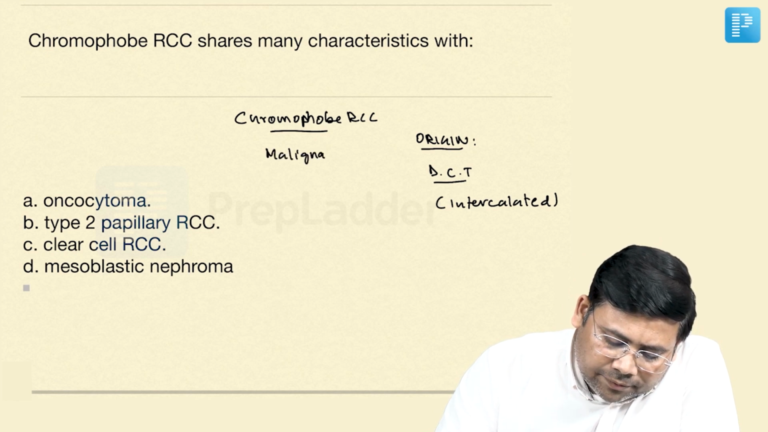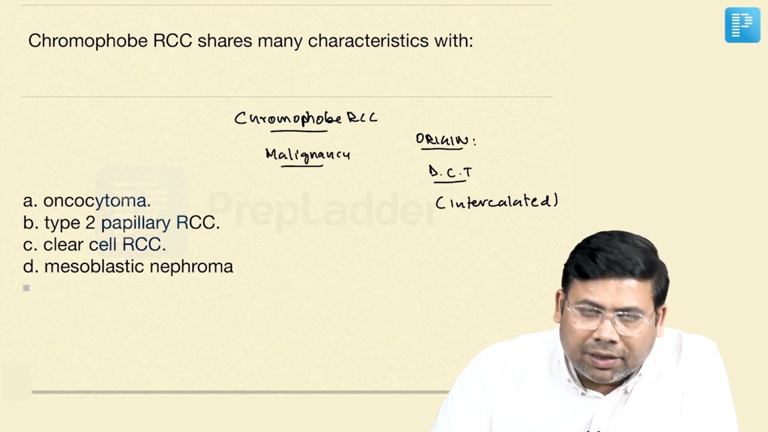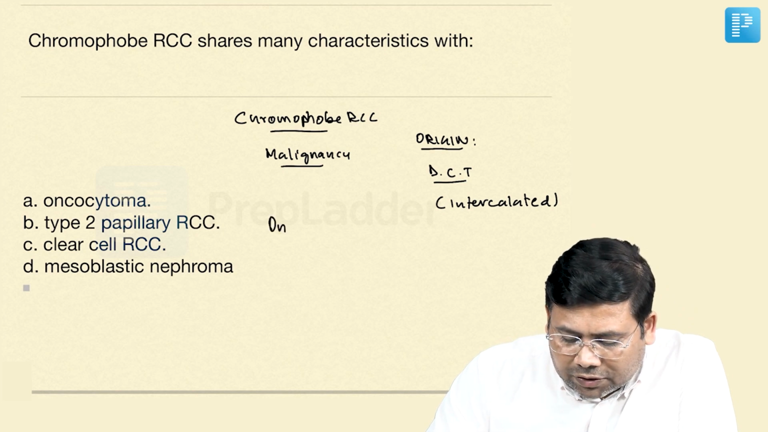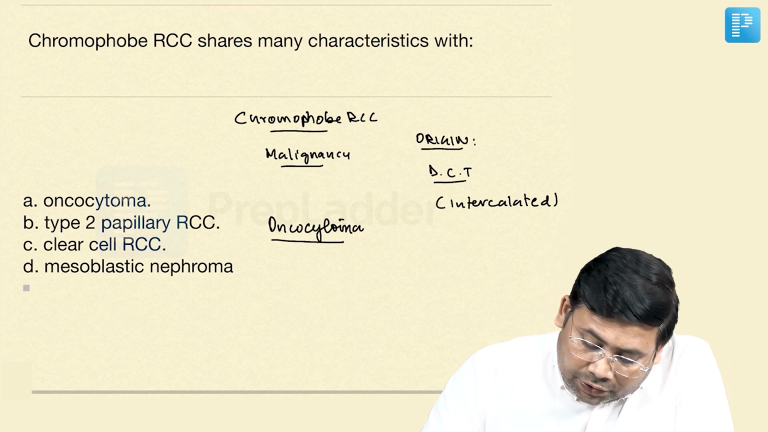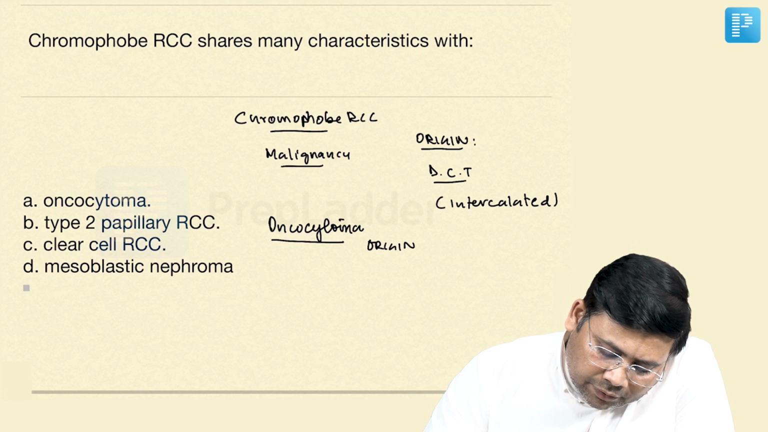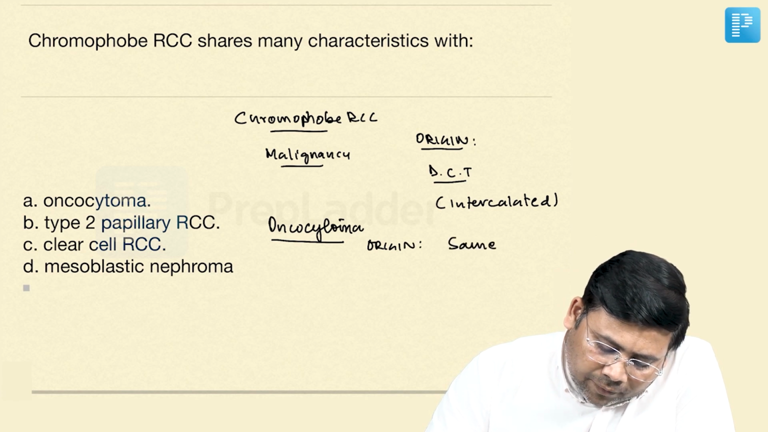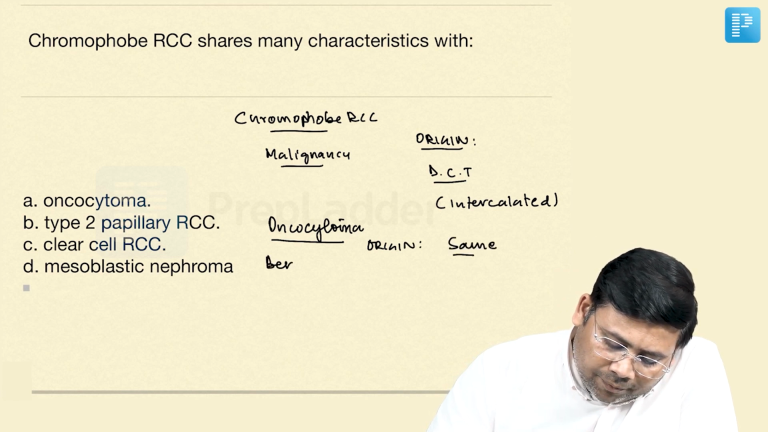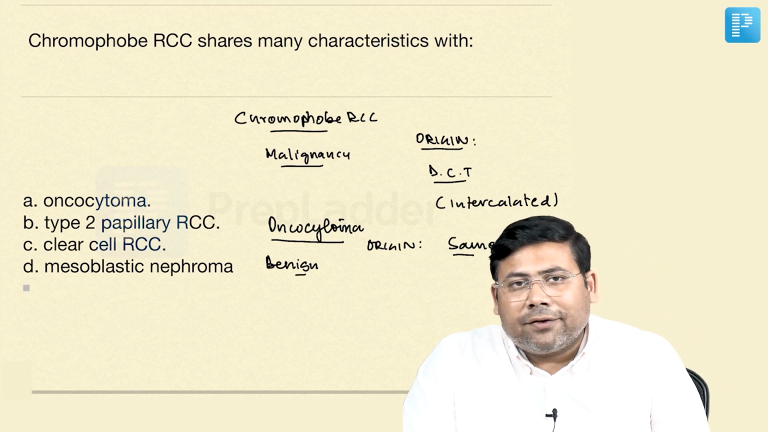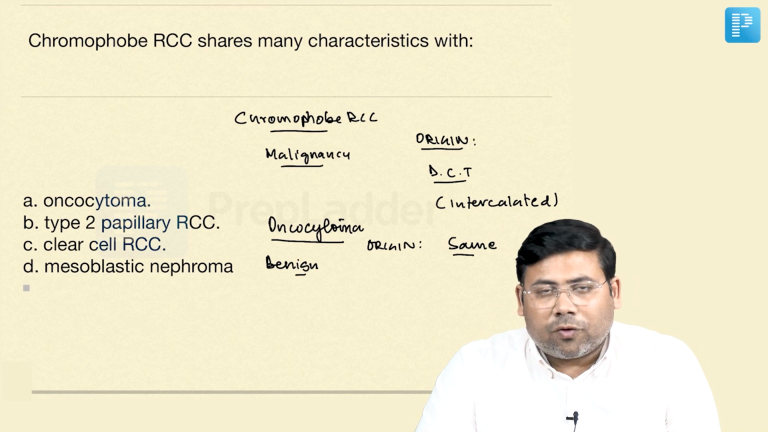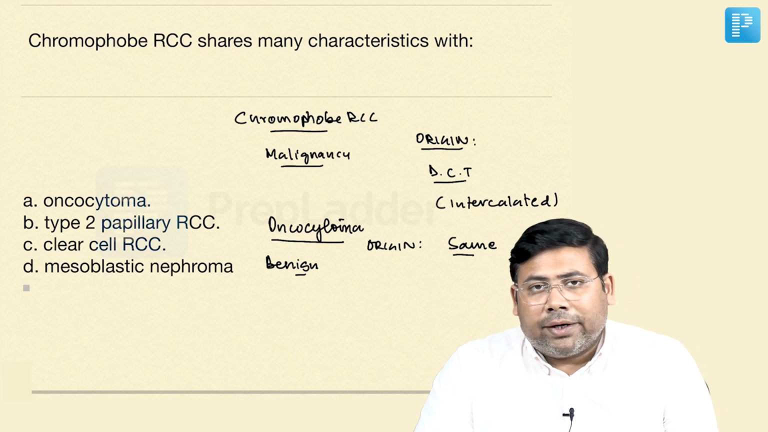But there is a similar looking tumor known as oncocytoma, which is the most common benign tumor of the kidney. This also has the same origin. So the origin is the same. And do you know that this is not malignant, it is a benign lesion. And take my word, it's very difficult to differentiate chromophobe from oncocytoma pre-operatively.